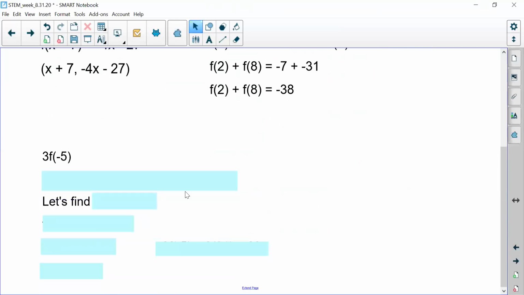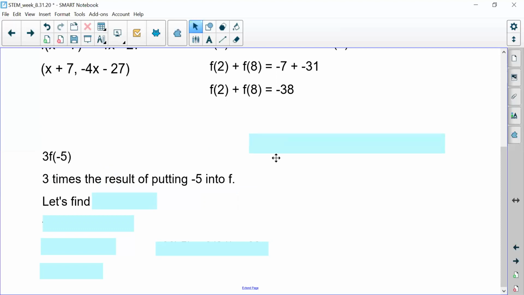Last example. What does this mean? 3f of negative 5. You have to recognize that this is function notation. And so what does 3f mean? It means 3 times whatever f of negative 5 is. Order of operations still apply. F of negative 5 acts as a grouping symbol. So you would have to do f of negative 5 first and then multiply by 3. So we have to figure out what is f of negative 5.